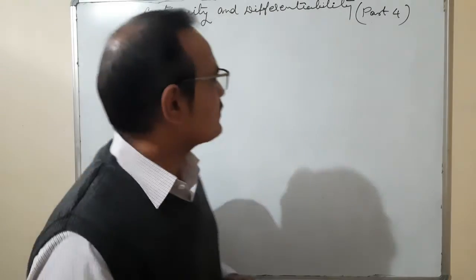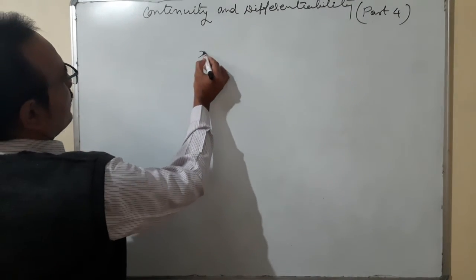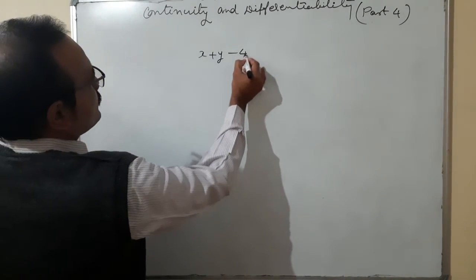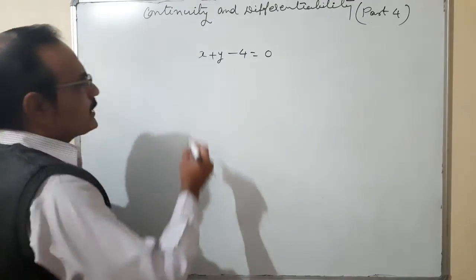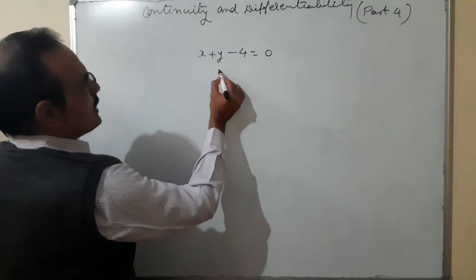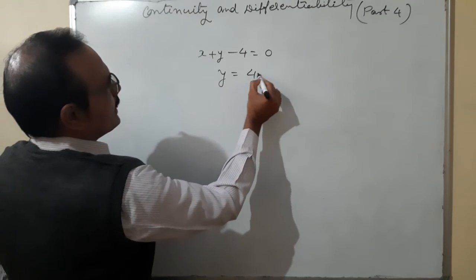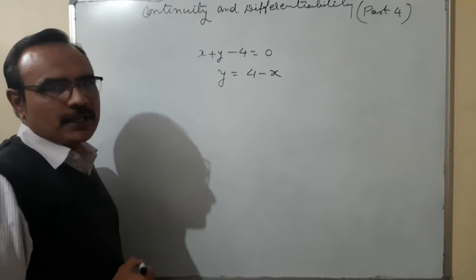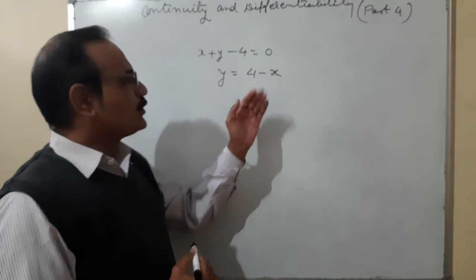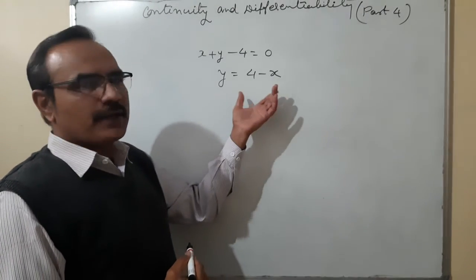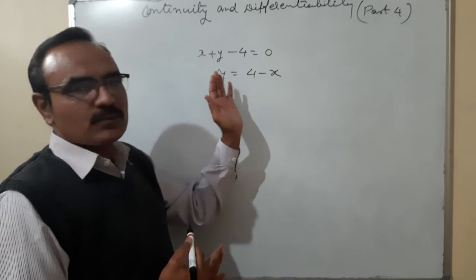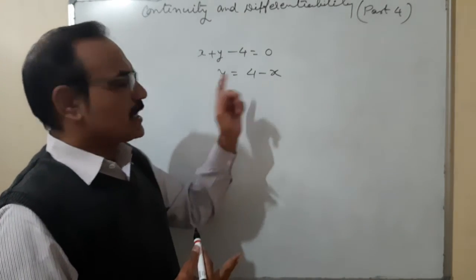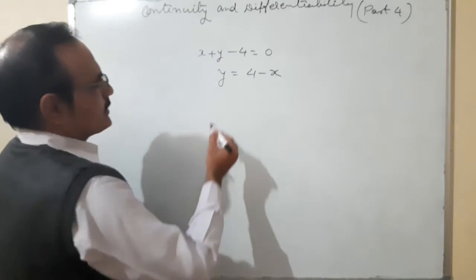For example, suppose a function is given, x plus y minus 4 is equal to 0, and we are going to differentiate with respect to x. Here the y can be simply separated, and y is equal to 4 minus x. So here we can simply differentiate term by term. The terms are separated in terms of y and in terms of x. So this type of function is called an explicit function.